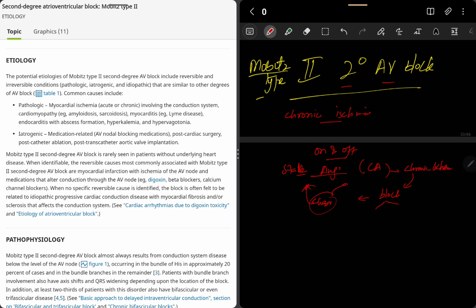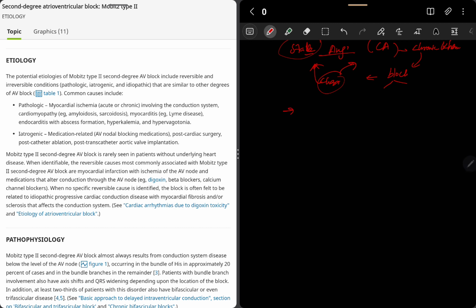And in such scenarios, you do ECG and you will see either anginal manifestations on ECG, or you do coronary angiography and you see there is evidence for this chronic ischemia. That needs to be ruled out.